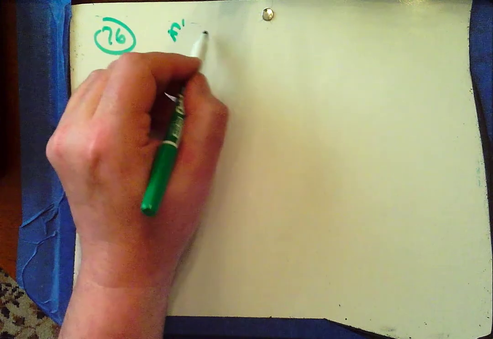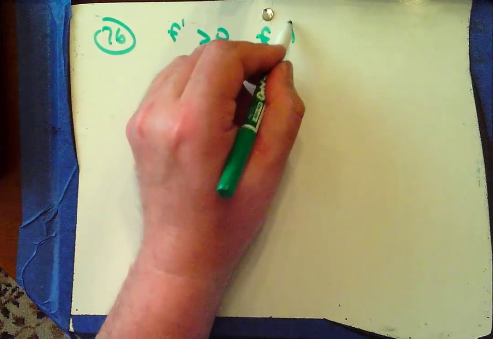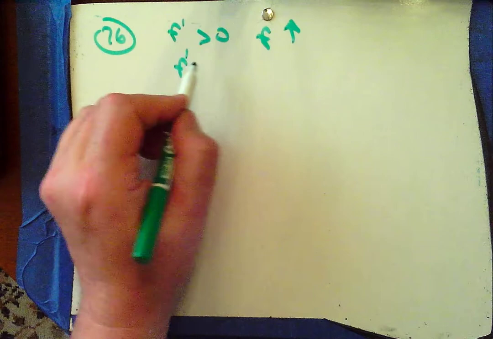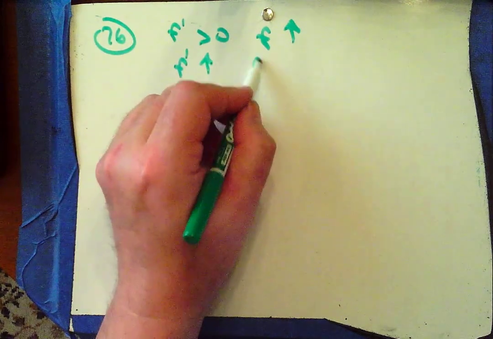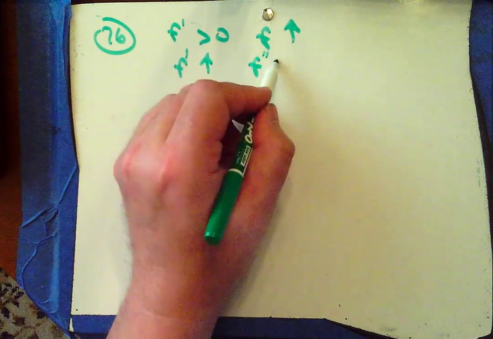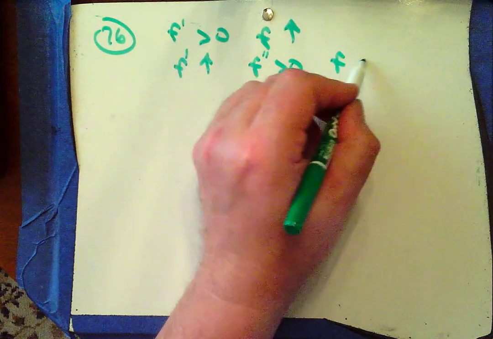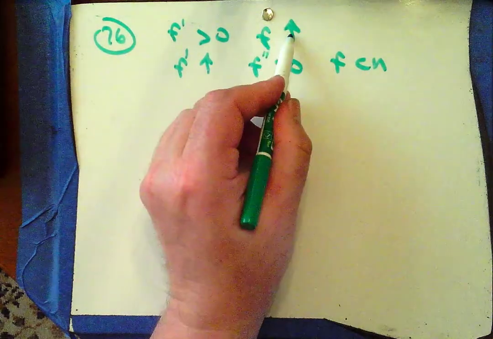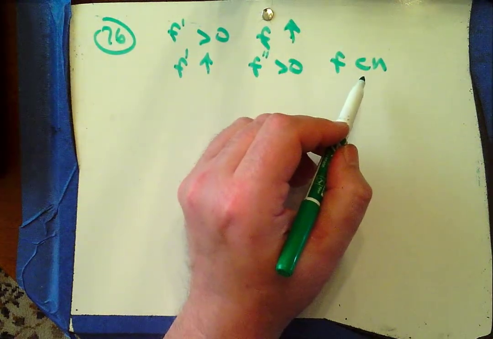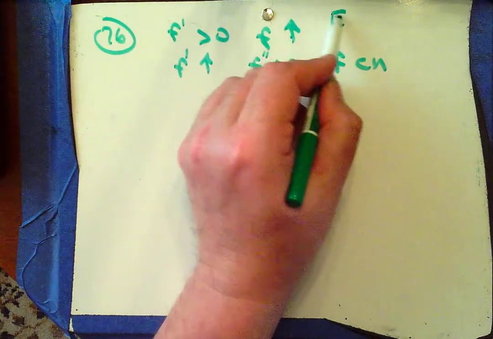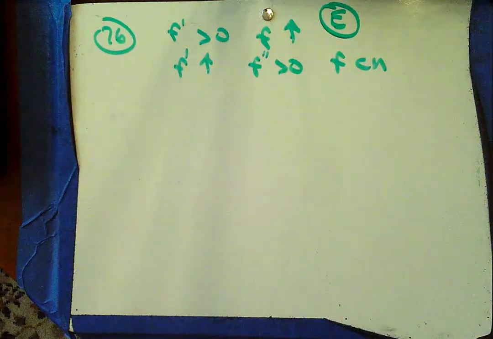F prime is positive and increasing. F prime greater than 0 means F is increasing. F prime increasing means F double prime greater than 0, which means F is concave up. I'm looking for increasing and concave up, and that happens at E. E for number 76.